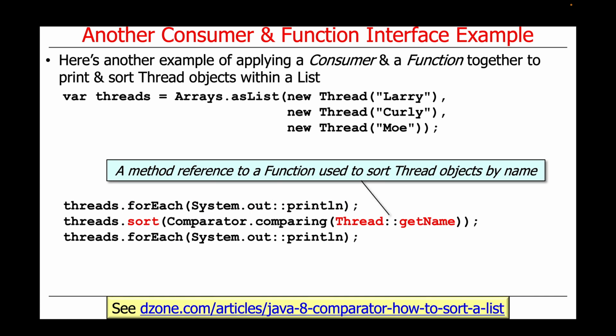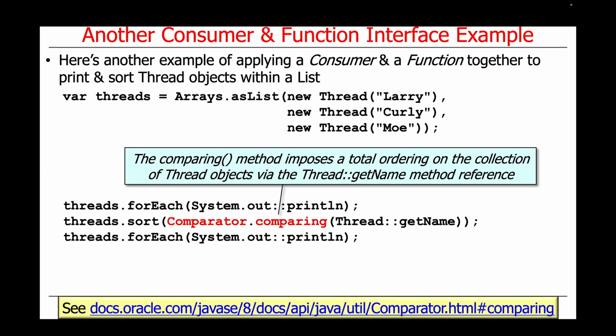We're going to go one step further, however, in this example, and we're also going to apply the sort method defined on list in order to be able to sort the threads by name. And we do this by passing the Thread::getName method reference, which is a function, to the comparing method, as you can see here. Now, we'll talk about comparing in just a moment, but Comparator.comparing is a method that can be used to impose a total ordering on the collection of thread objects by using the method reference passed to it, which in this case is Thread::getName. And we'll talk about comparing here in just a second.